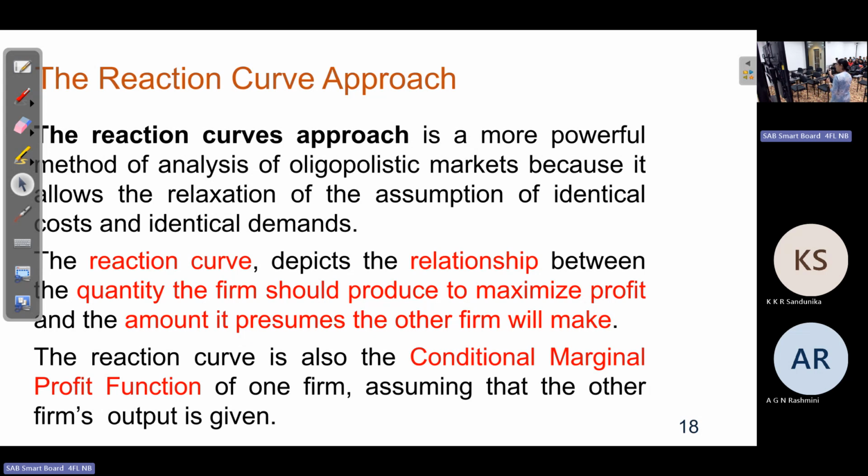So this reaction curve gives you the relationship between the quantity firm A should produce to maximize A's profit, assuming or pre-assuming the quantity from firm B. So the reaction curve is also the conditional marginal profit function of one firm, assuming that the other firm's output is zero. You will understand the concept with the numerical example.